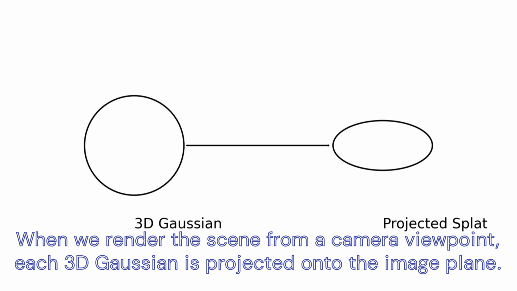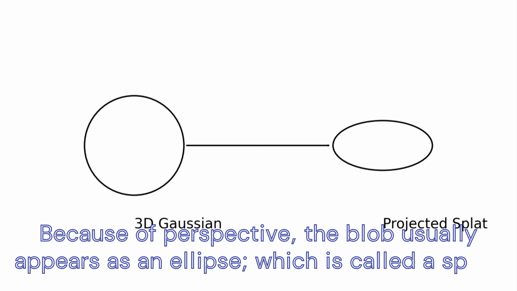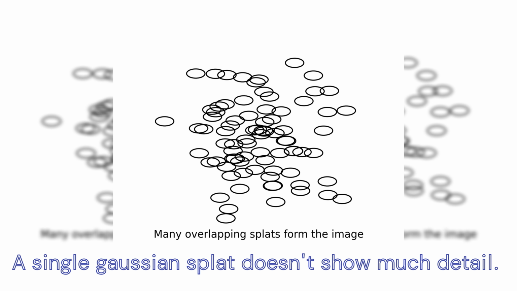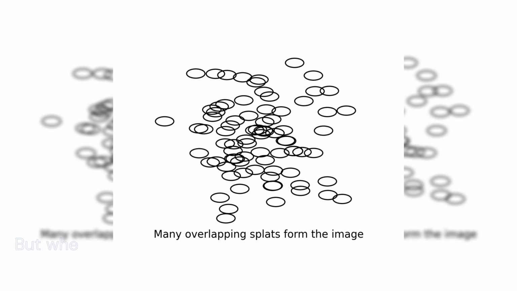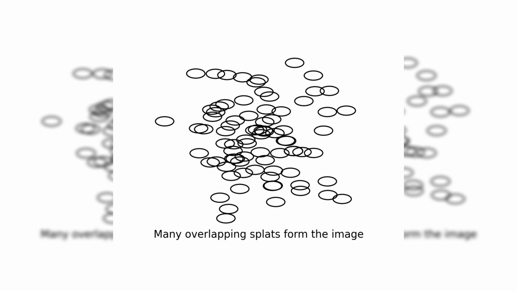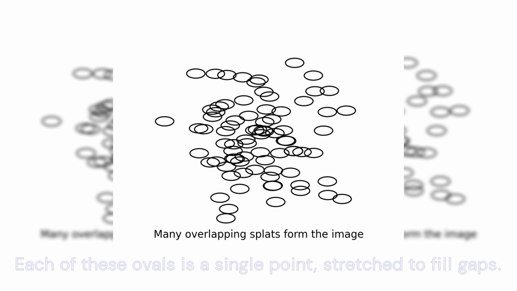When we render the scene from a camera viewpoint, each 3D Gaussian is projected onto the image plane. Because of perspective, the blob usually appears as an ellipse, which is called a splat. A single Gaussian splat doesn't show much detail. But when thousands or millions of splats overlap, they blend together to reconstruct the full appearance of the scene. Each of these ovals is a single point, stretched to fill gaps.